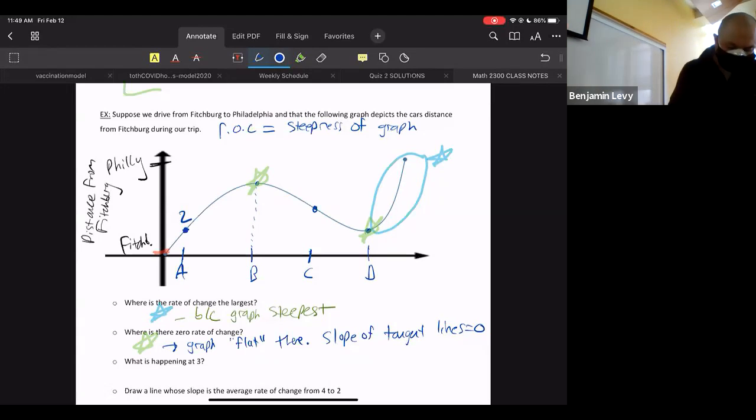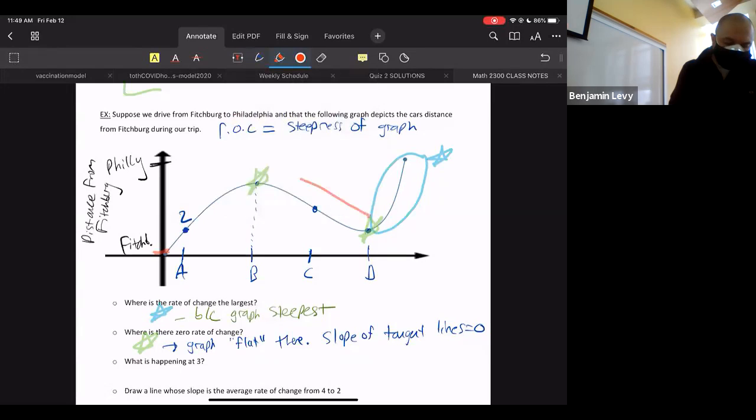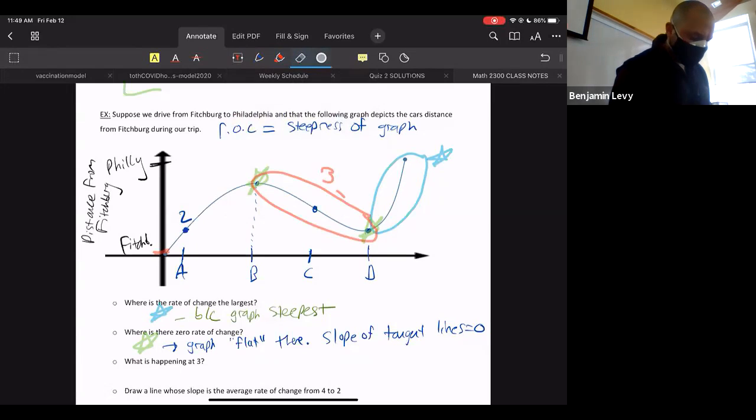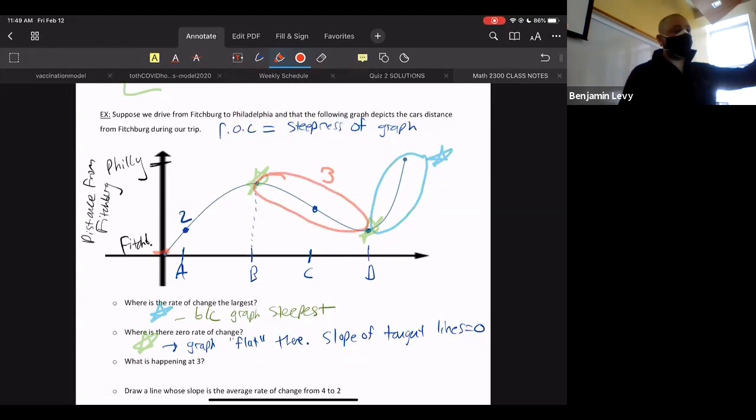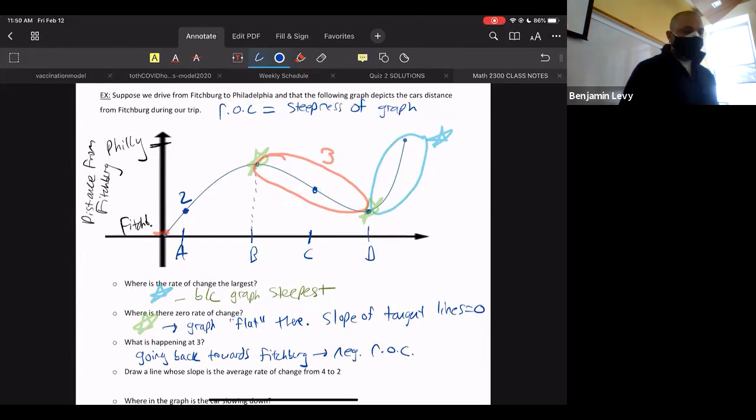So I've already mentioned this. The next question is what's happening at number 3. Let's go ahead and label number 3. Let's say 3 was this section of the graph. What's happening there? I've already said it a couple of times, but just going back towards Fitchburg, right? And so the tangent lines are negative there. So direction matters again, just kind of emphasizing that. So 3 is going back towards Fitchburg. But the thing I really want to emphasize, that means negative rate of change because direction matters.